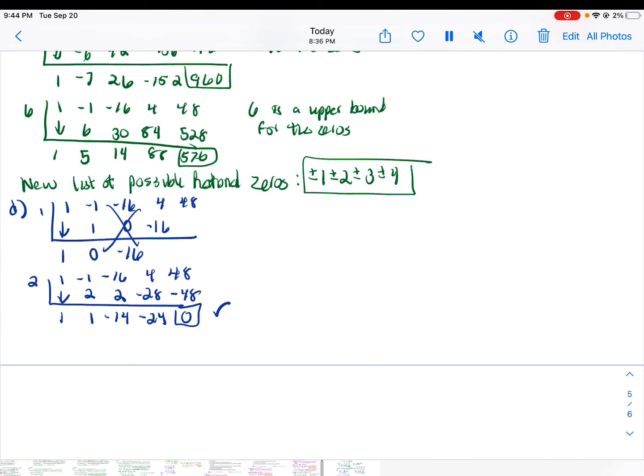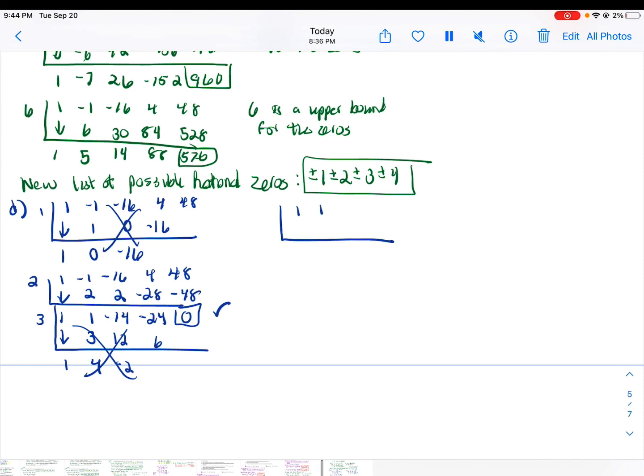Now, don't go back to the original. Use this smaller polynomial we have here, and keep trying. I found 1 positive, so I have to have another positive, because the count can't be 1. It has to be 2 or 0. So I know there's going to be another positive. I tried 3. That didn't work. So I'm going to rewrite 1, 1, negative 14, and negative 24. And let's try 4. That's the only one that's left. It should work, because we've tried everything else on the positives.